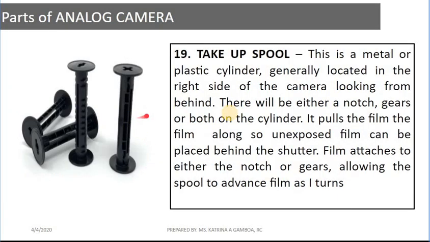Then, take-up spool, yung nasa loob. So, this is a metal or sometimes plastic cylinder, generally located in the right side of the camera, looking from behind. There will be either a notch, gears, or bolt on the cylinder. It pulls the film along. An exposed film can be placed behind the shutter. Film attaches to either the notch or gears, allowing the spool to advance film as it turns. Ito yung pinaka-umiikot or dyan natin nilalagay yung film para umikot.